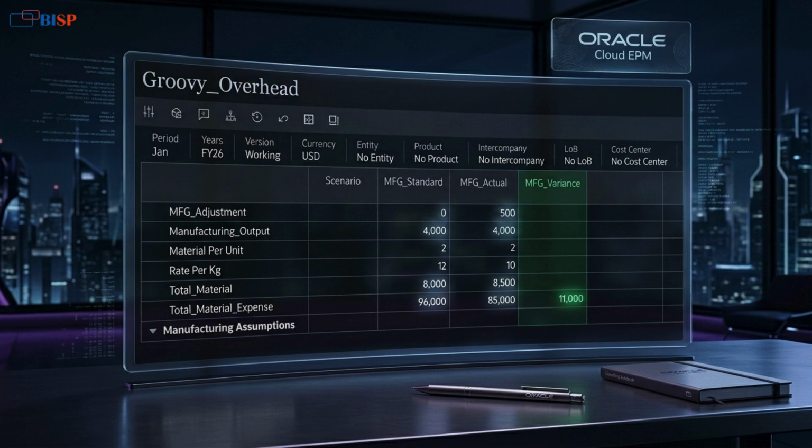Manufacturing expense across 3 scenarios. For standard scenario, manufacturing output is 4,000, rate 12, adjustment 0, total material equals 8,000, and total material expense 96,000. For actual scenario, rate is 10, adjustment is 500, total material equals 8,500, and total material expense equals 85,000. And finally, the variance for total material expense is 11,000.